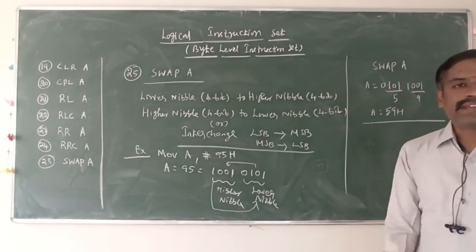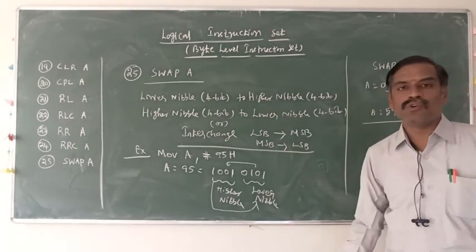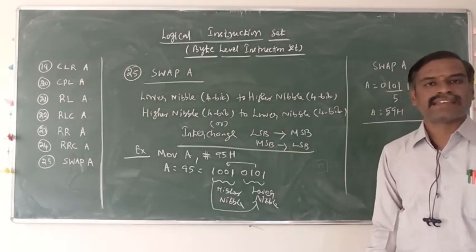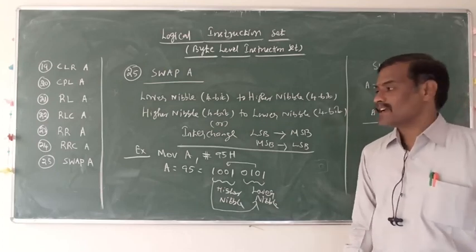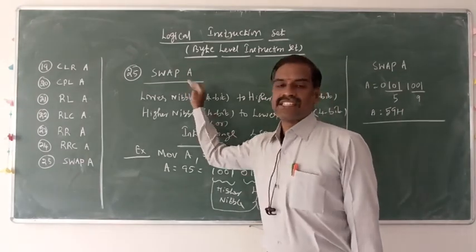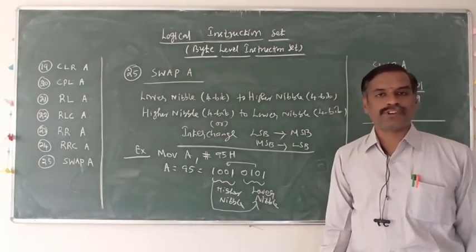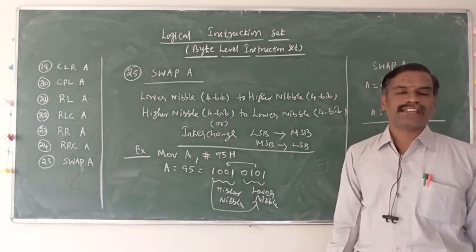At a time it will exchange 4-bit data, and rotate instructions move a single bit position, either left or right, with carry or without carry. But in the swap instruction, it interchanges LSB 4-bit to MSB, and then MSB 4-bit to LSB.